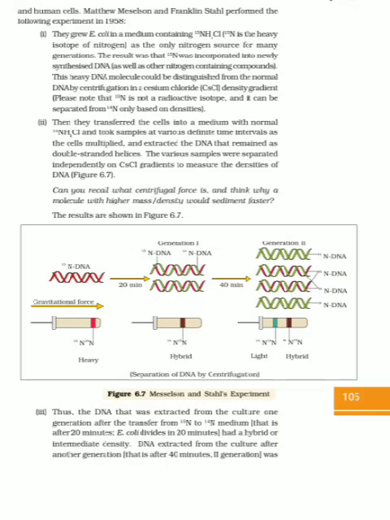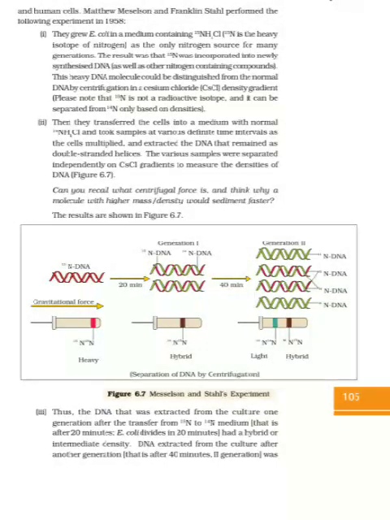This heavy DNA molecule could be distinguished from the normal DNA by centrifugation in a cesium chloride density gradient. Please note that 15N is not a radioactive isotope and it can be separated from 14N only based on densities. Second, they then transferred the cells into a medium with normal 14N ammonium chloride and took samples at various definite time intervals as the cells multiplied and extracted the DNA that remained as double-stranded helices. The various samples were separated independently on cesium chloride gradients to measure the densities of DNA.